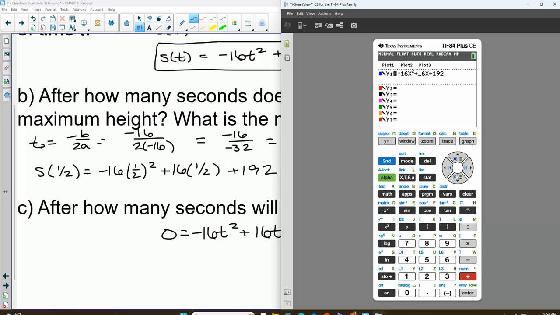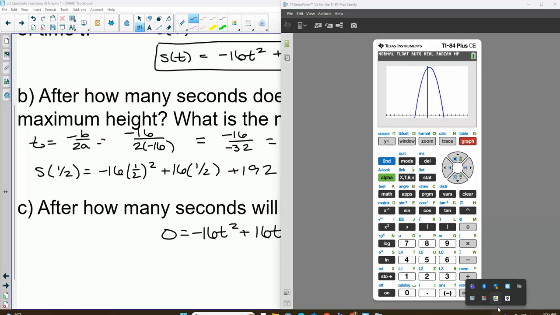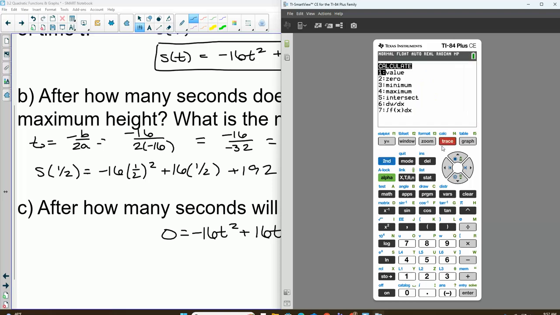I can see the graph. You hit the graph button, so it should look like this. Okay. If you wanted to find this vertex, let's say you're on the ACT and you forgot, your calculator can do it for you. If you hit second and this trace button, this is all the different stuff it can find.